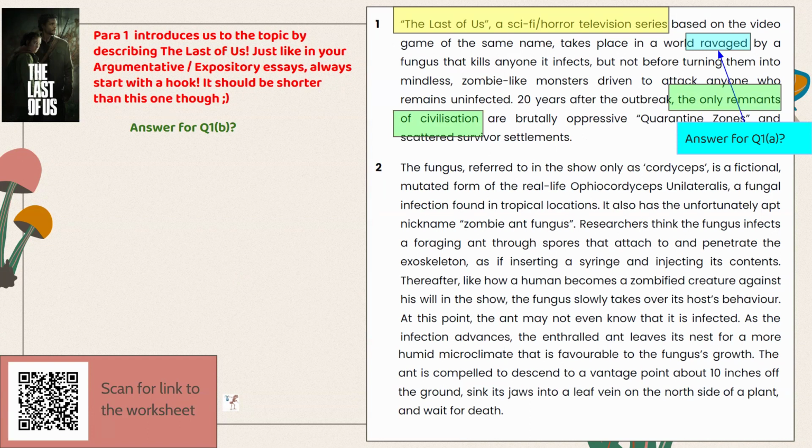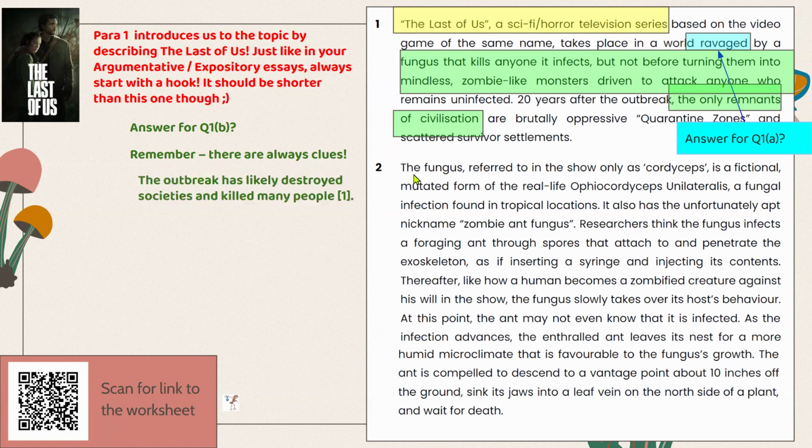Remember for your inference questions, they will always give you clues. In this case, our clue is precisely this one over here. We know that in this world, it has been devastated, it is ruined. What has happened to the world is being ruined because most of them have turned into zombie-like monsters. So why would there only be bits and pieces of civilization? High chance the outbreak has destroyed societies and killed many people.